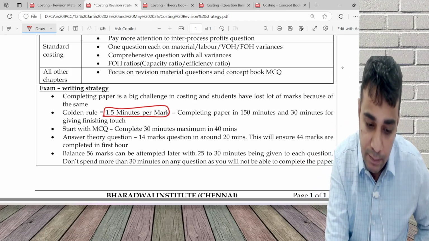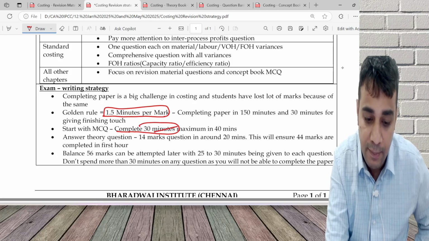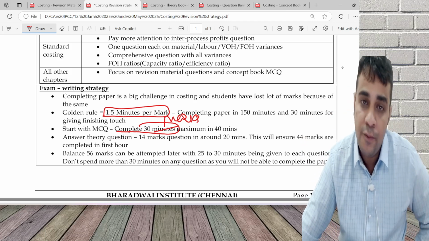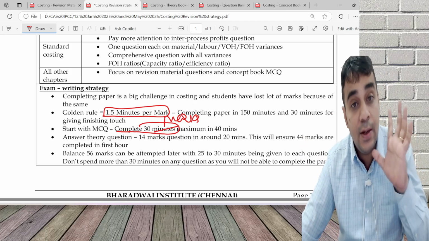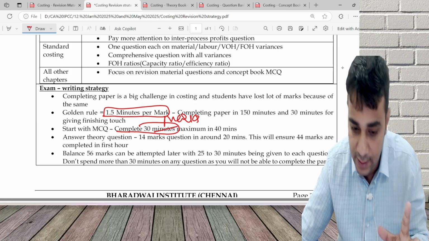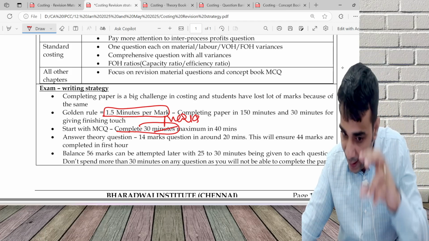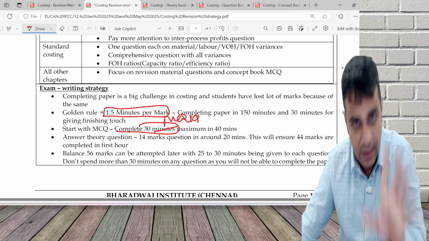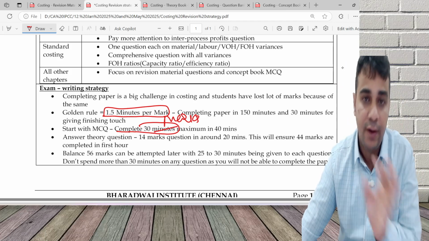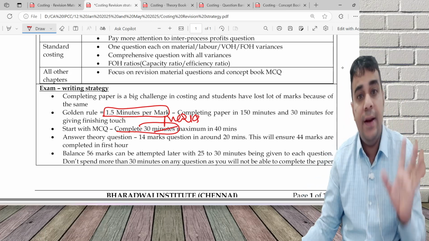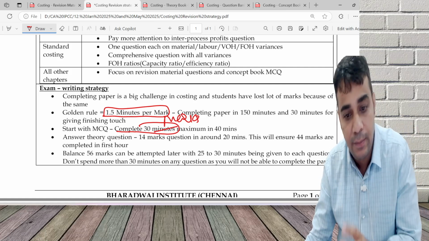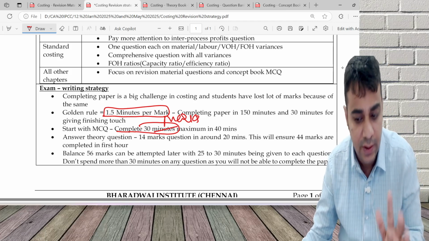Or start with MCQ. Try to complete your 30 marks maximum in 40 minutes. And then answer the theory question, which is easy for me to complete. So MCQ and the theory question I complete in the first hour, 44 marks. Then there are another 4 questions of 14 marks. For each question you can spend 25 to 30 minutes, so that you'll complete your paper in 2 hours 45 minutes or 2 hours 50 minutes, and some finishing touches you can give.